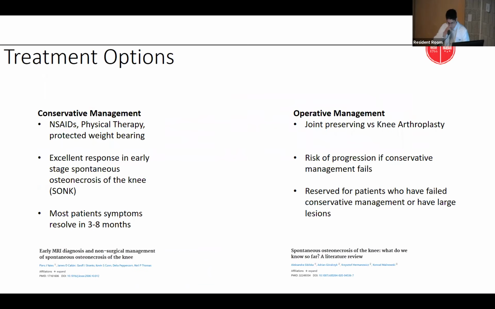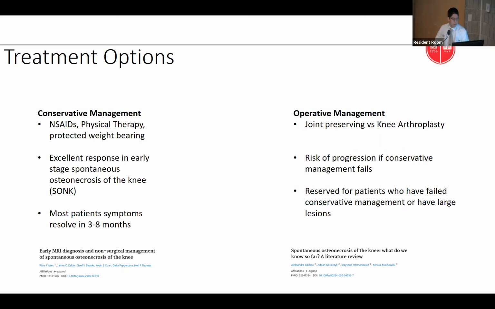So what are the treatment options for osteonecrosis of the knee? Broadly speaking, there are 2 categories: conservative management and operative management. This patient has been undergoing conservative management for his diagnosis, and that includes things like NSAIDs, physical therapy, as well as protective weight bearing. In early stage osteonecrosis of the knee, this usually shows an excellent response, with greater than 70% of patients showing complete resolution of their symptoms within 3 to 8 months.